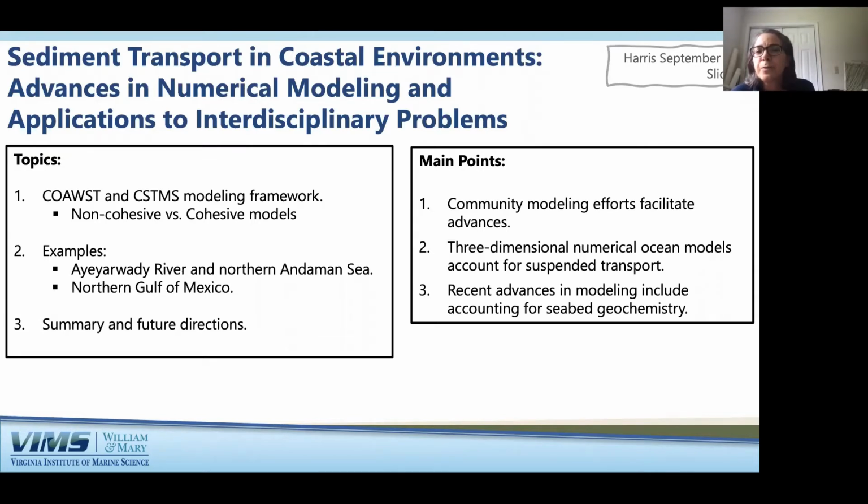And another point I want to make is that our three-dimensional numerical ocean models are now very well able to account for suspended transport. And so since we have some confidence that we're doing a good job with suspended transport, it opens up the door, since we're working in a community model, to start coupling our sediment transport model to other models, such as a geochemical model.